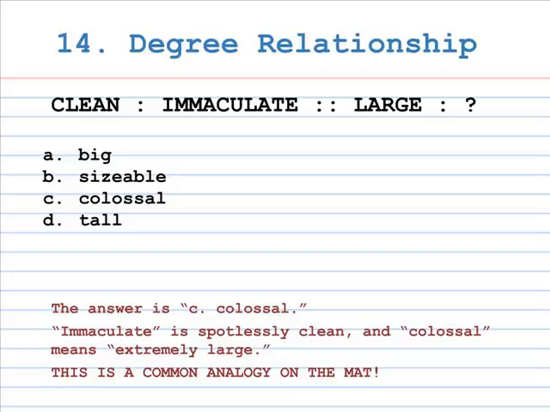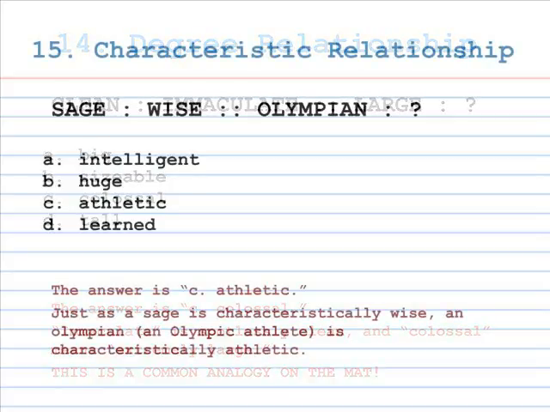14. Degree relationship. Clean is to immaculate as large is to: A, big; B, sizable; C, colossal; D, tall. The answer is C, colossal. Immaculate is spotlessly clean, and colossal means extremely large. This is a common analogy on the MAT.